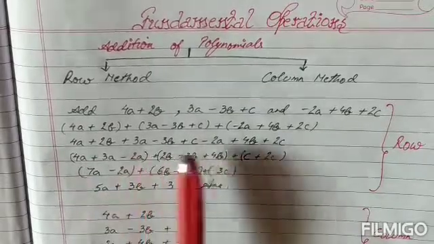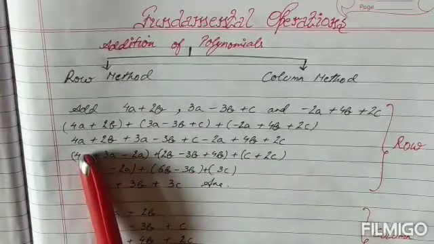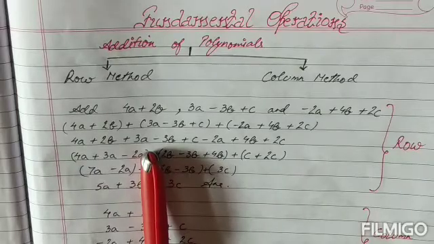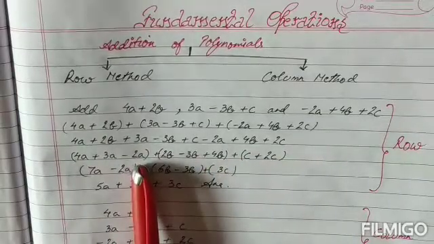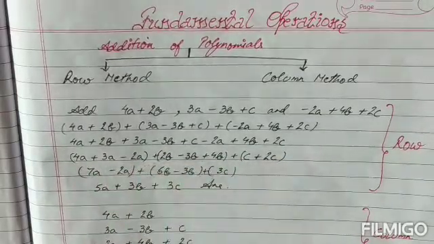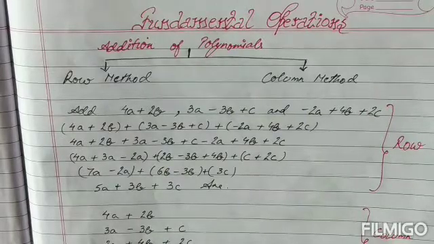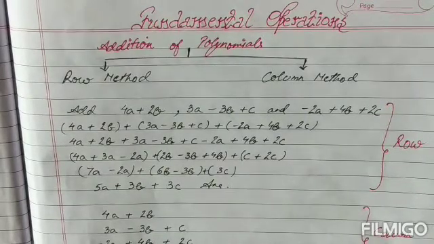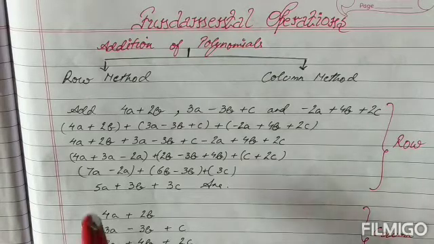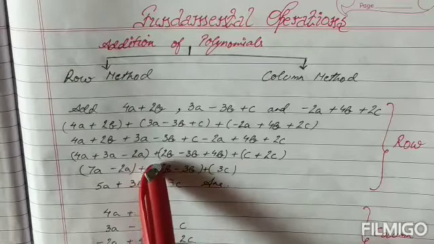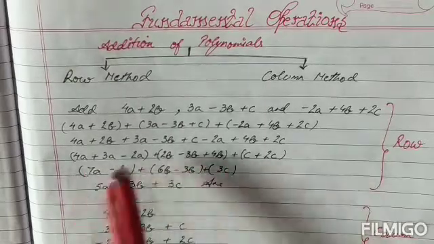Now bring the like terms together. That means all the terms that contain a as the variable, you need to write them together and enclose them inside a bracket, as I have done over here. Now as you can see, children, I have arranged the like terms together and put them inside a bracket. Now you need to solve it according to the integer rule.